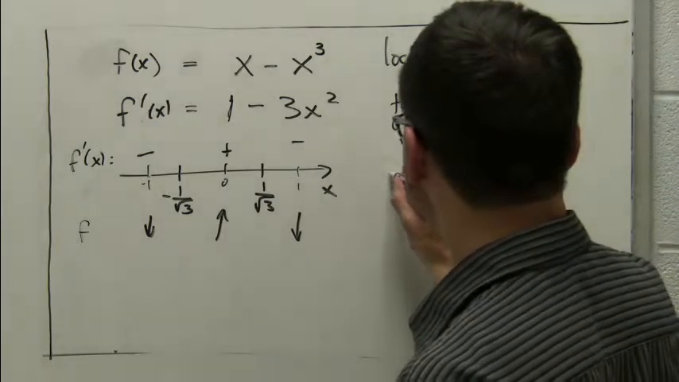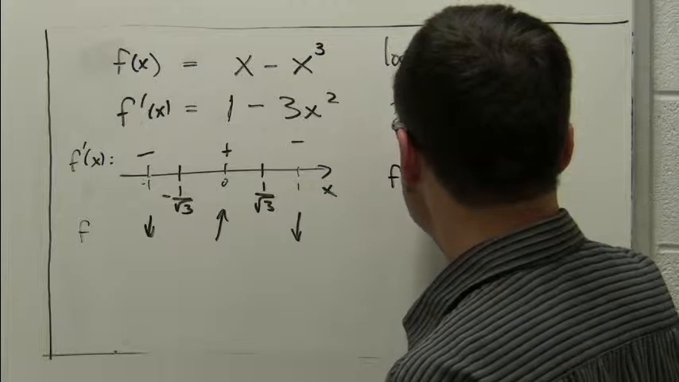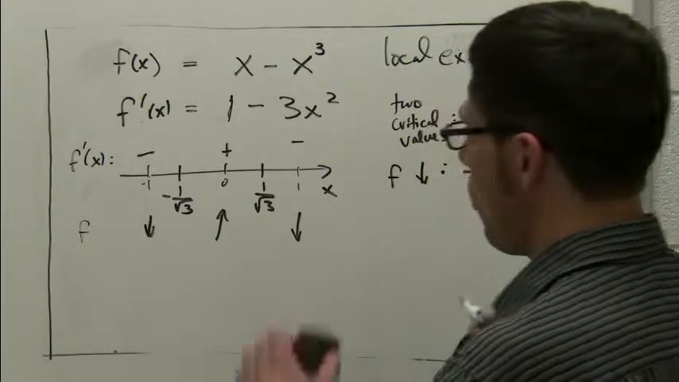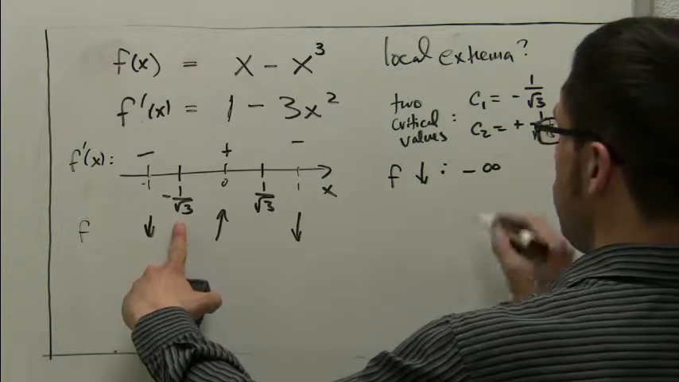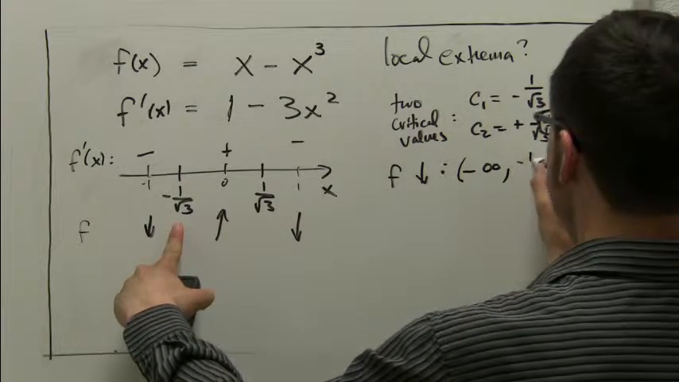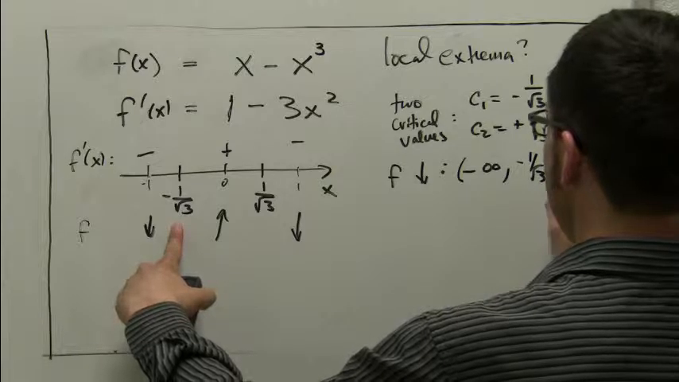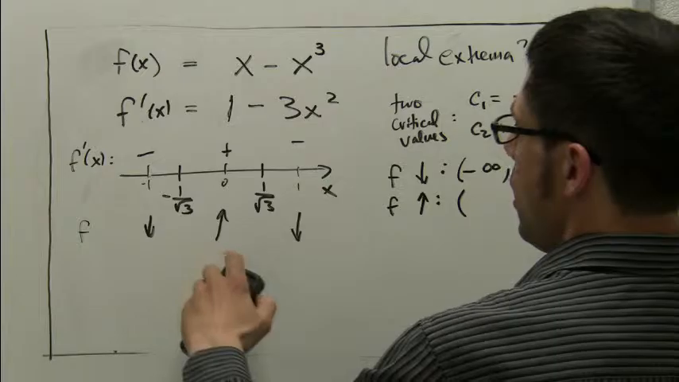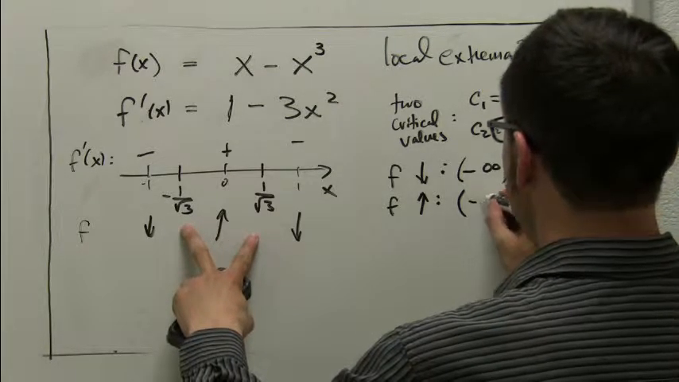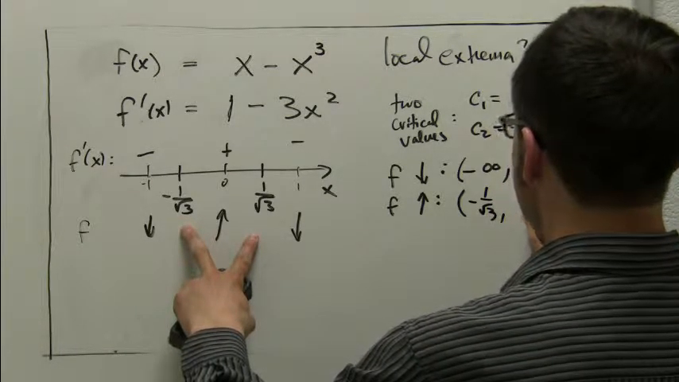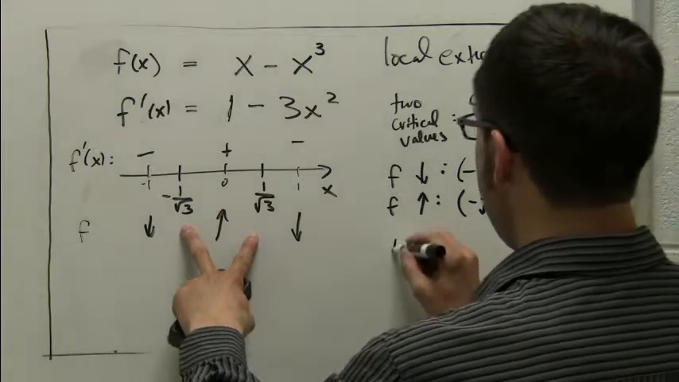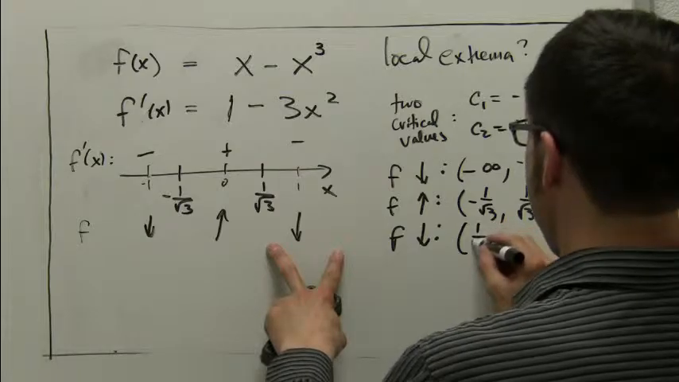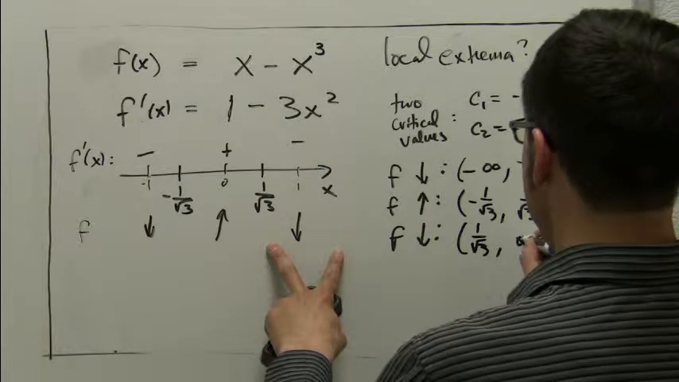I know f is decreasing on what intervals? Well, from negative infinity, all x values before this critical value, out to negative 1 over root 3. It's also decreasing, well, it's increasing, I should say first. It's increasing in between, so from minus 1 over root 3 to positive 1 over root 3. And again, it's decreasing between positive 1 over root 3 and infinity.